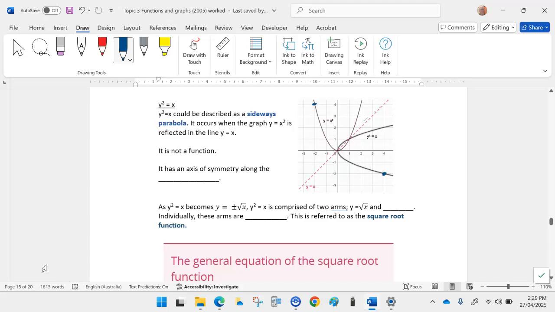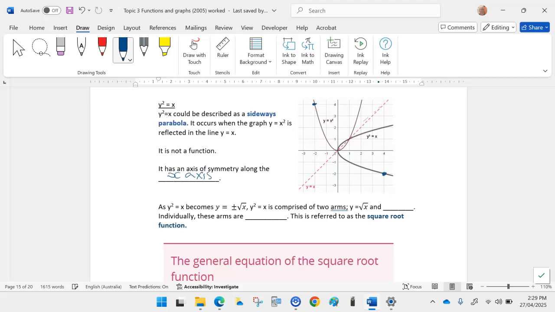Now, as it says in your notes, y squared is equal to x is not a function. If you draw a vertical line through that, guess what? You go through 2 points. So it's not a function. It's a relation, but not a function. It has, we say, an axis of symmetry along the x-axis.